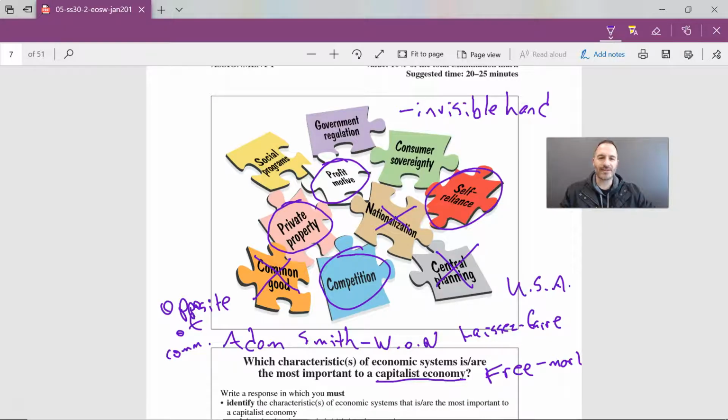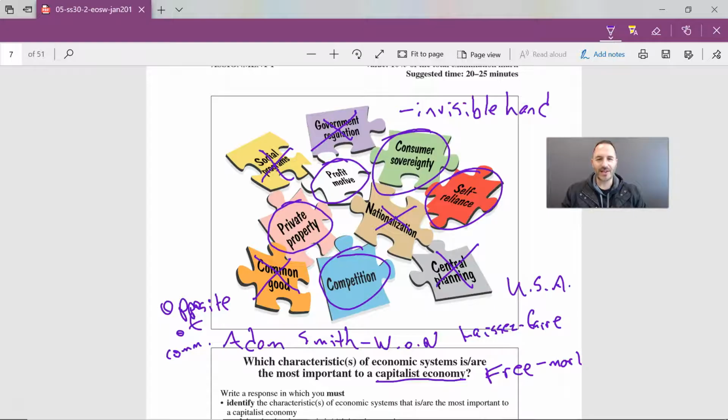Social programs. Is that something we see in a capitalist economy? No. Government regulation. Well, regulation and nationalization, right? Regulation is where government determines rules for business. Well, as soon as there's government intervention in the economy, that is not capitalism. So we cross it out. And then consumer sovereignty. Are consumers sovereign in a capitalist economy? Do they have choice? Yes, they do.